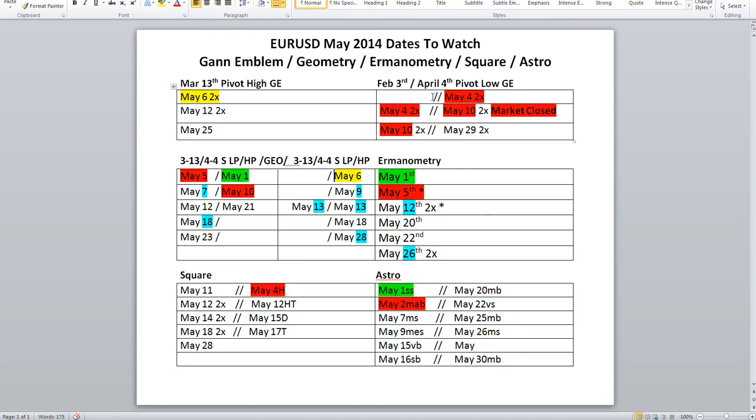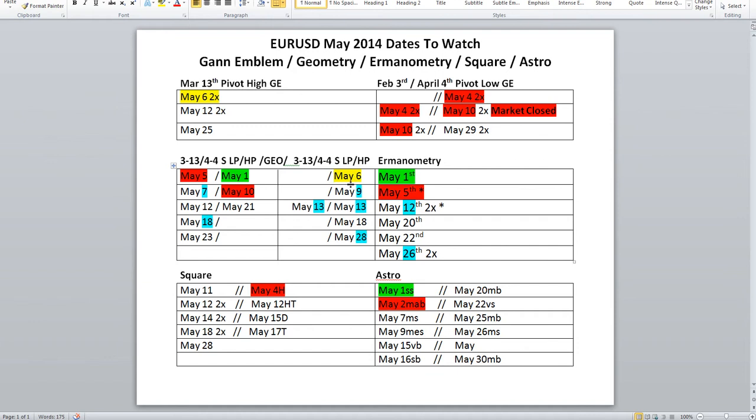Alright, so let's start out with our dates to watch for May. As you can see, I have a bunch here in red. May 4th was a dud. On the 10th, the market's closed. And the next date to watch is the 6th, which gets a two cluster hit, from the pivot high of March 13th, and also a possible pivot high of May 6th.